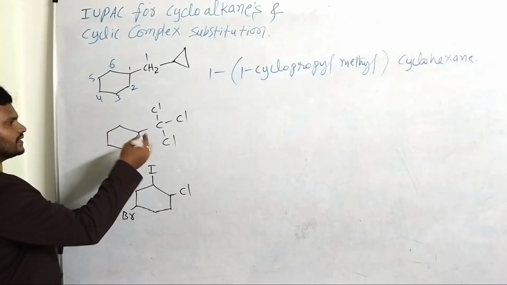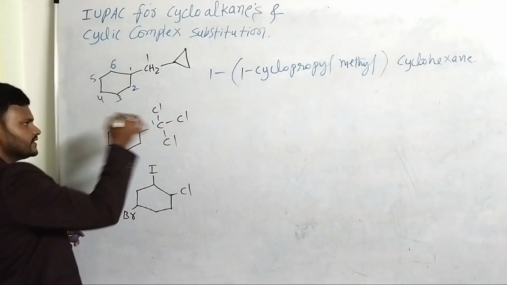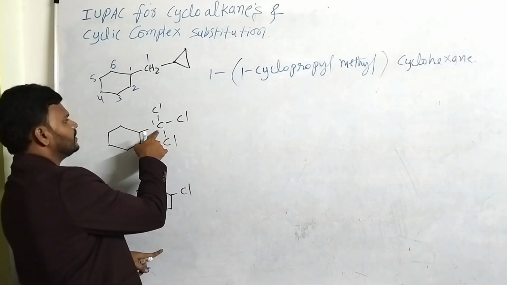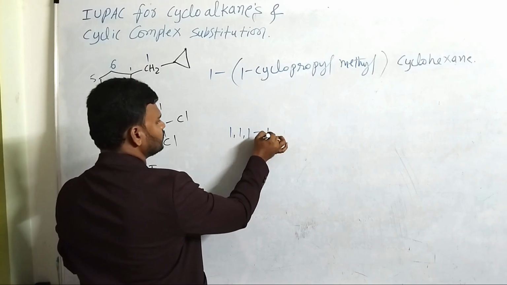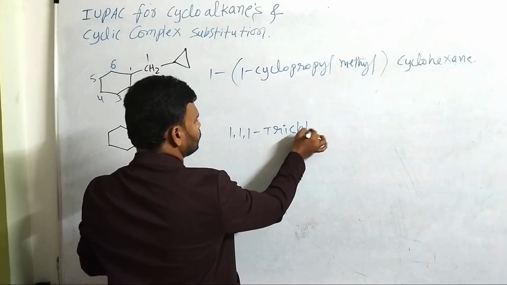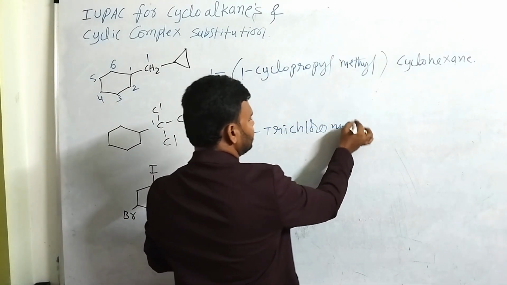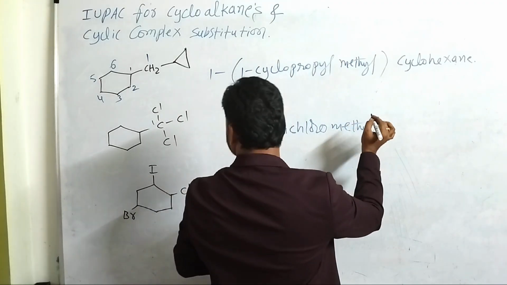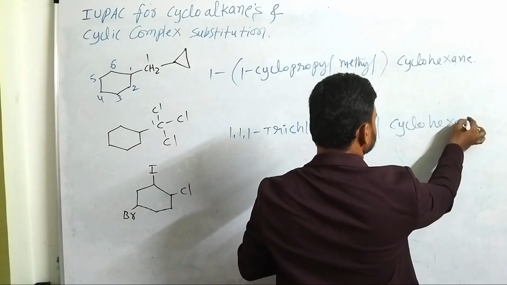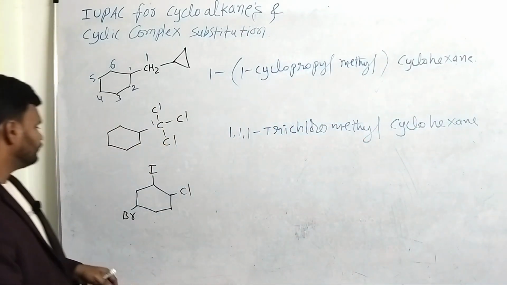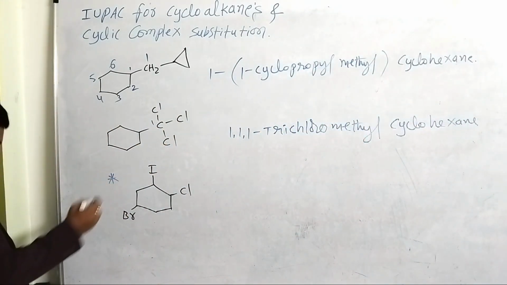Same logic. This is also complex substitution. This is 1. First carbon, how many chlorines? 3 chlorines. 1, 1, 1. Trichloro. 1 carbon means methyl. There are 6 carbons, cyclohexane.